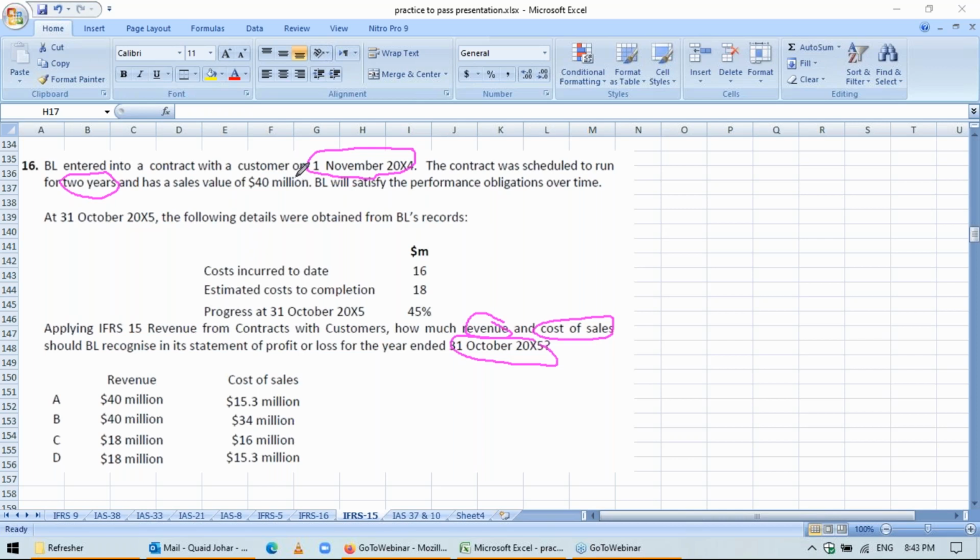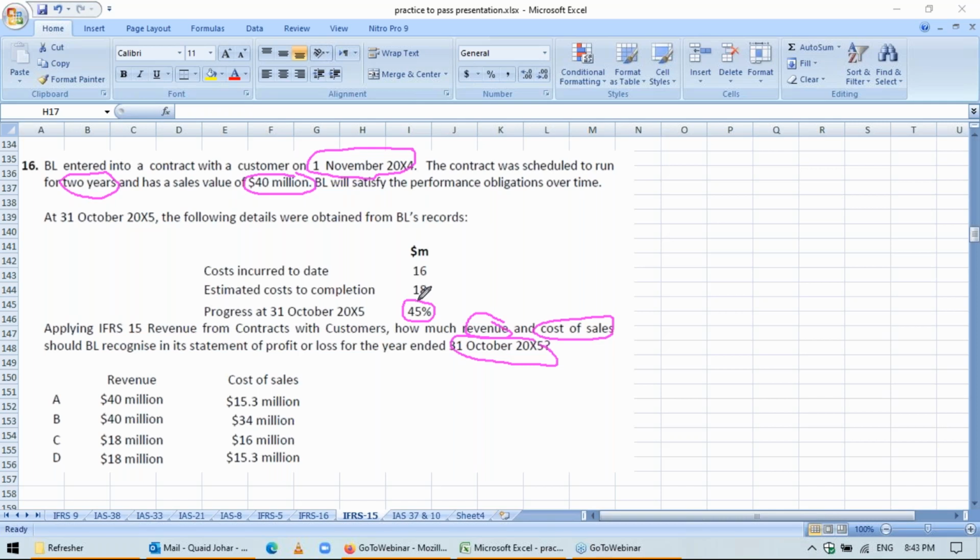Now what happens? The sales value of the full contract is 40 million. You can't recognize the full revenue, 40 million. You have to recognize some portion. How much? According to the progress. So what portion has been worked till now? What obligation has been discharged till now? It is 45%. So what happens? You will recognize 45% of the revenue and 45% of the cost. So by doing this, the profit recognized will also be 45%.